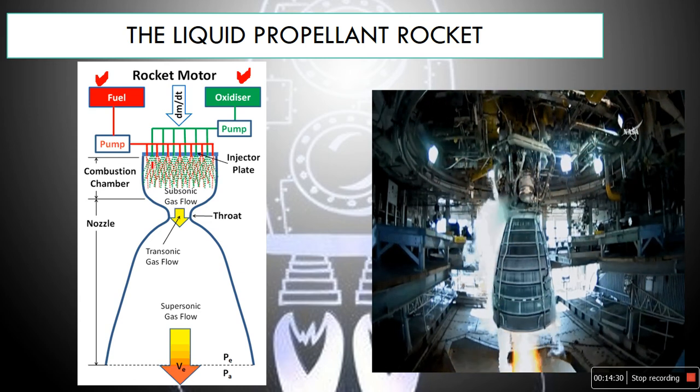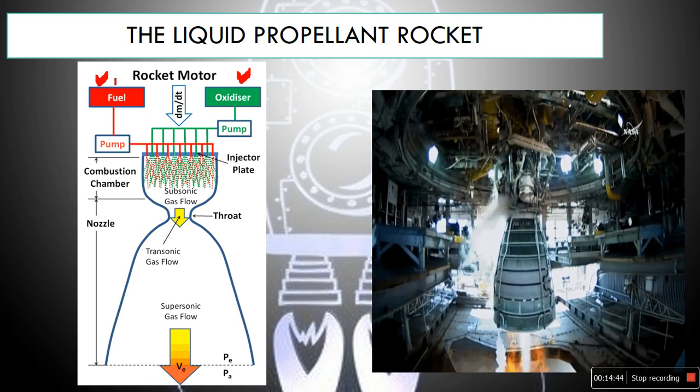If we see here, in some liquid propellant tanks the feed is pressure feed. There is no need of a pump, and at high pressure the fuel and oxidizer are fed from the tank. If we operate the valves, they are forced at high pressure through this chamber. Here the pump is operated.